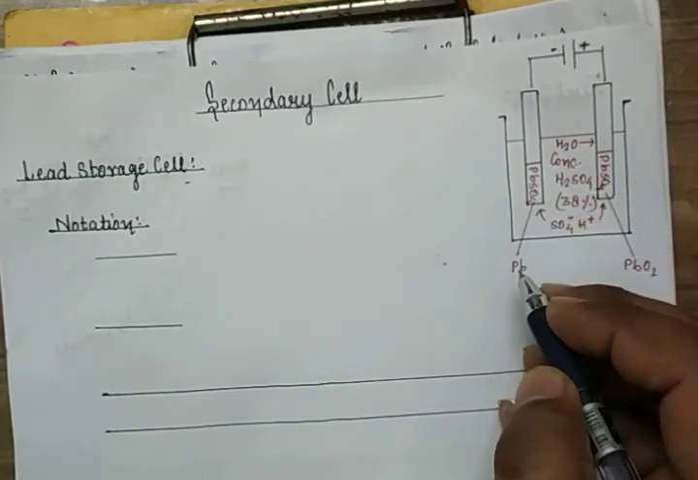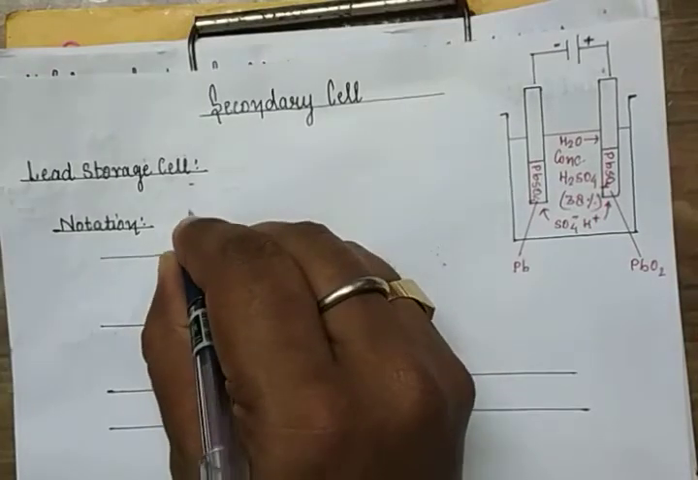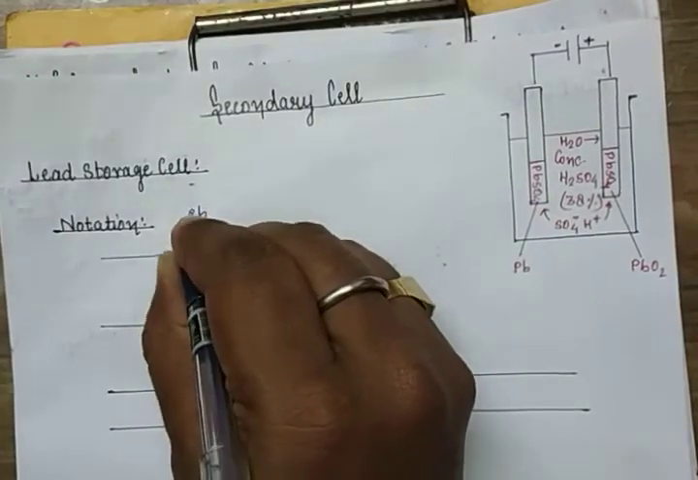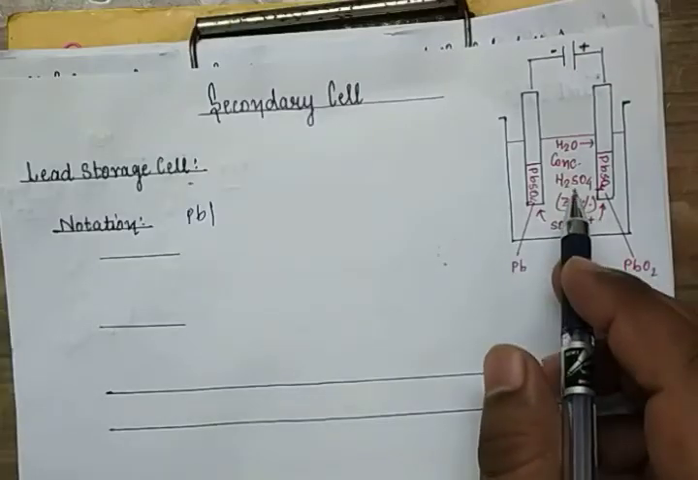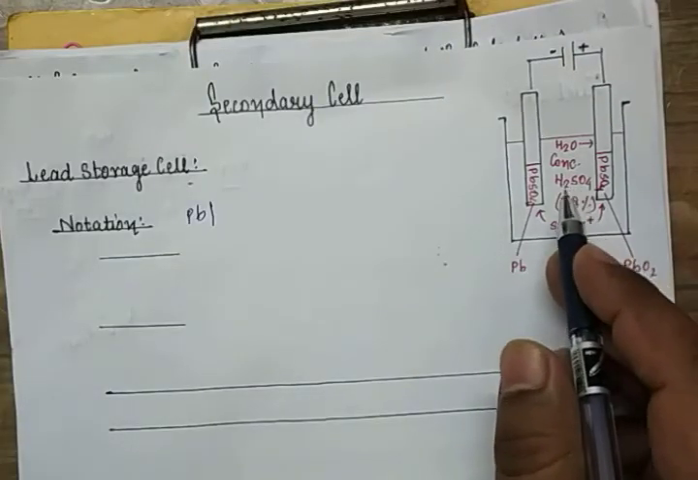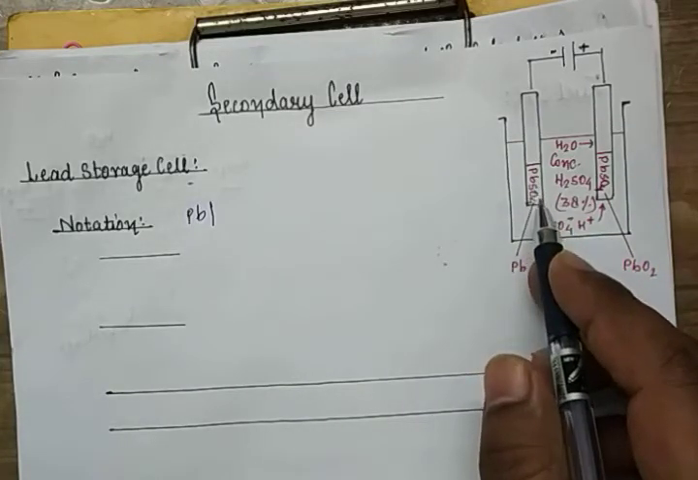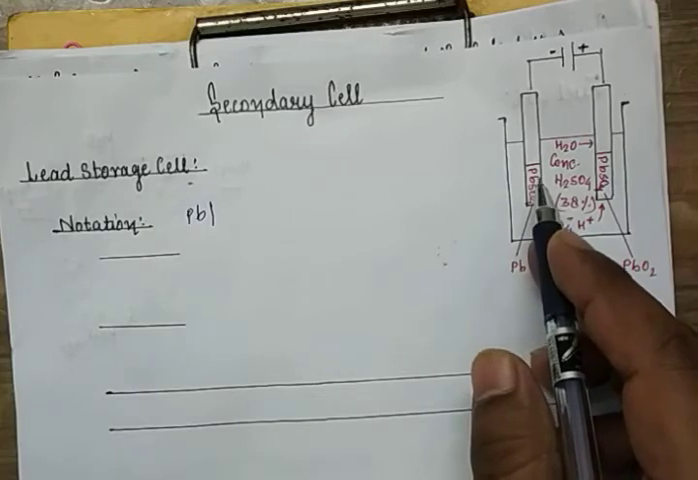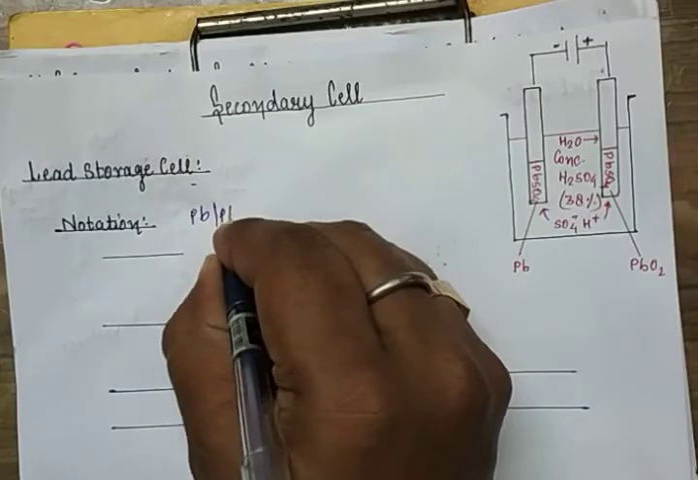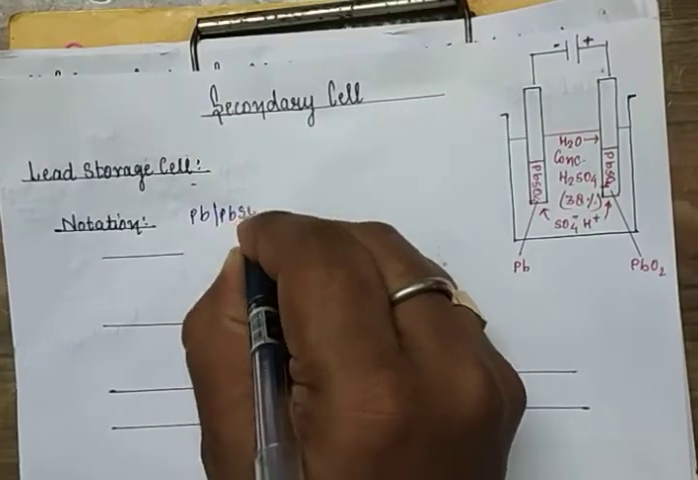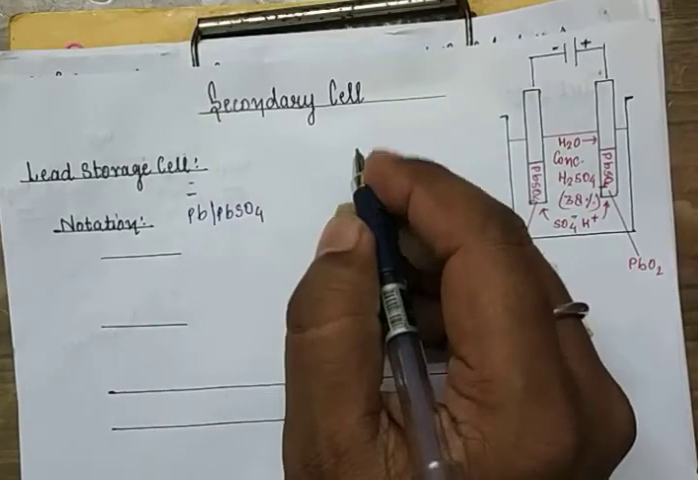This electrode is a lead electrode. What is the notation? Lead electrode, Pb. Now this Pb reacts with H2SO4. H2SO4 means H plus and SO4 2 minus. So this Pb reacts with SO4, and PbSO4 is formed here. So it is converted into PbSO4. Now this is the left hand side electrode, the anode, with negative charge.